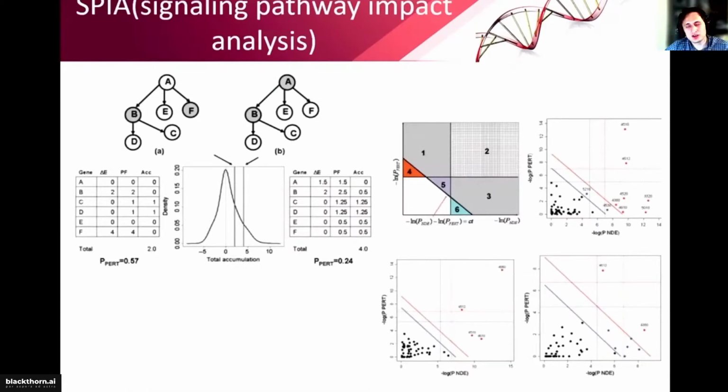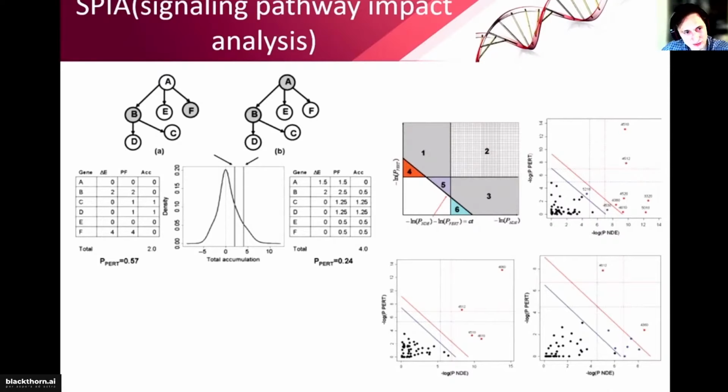Another tool which performed quite well was SPIA, signaling pathway impact analysis. And why does this tool matter? Because it preserves connections and directions between genes. Even sometimes when you have small effects in your genes, it could lead to a drastic, or at least significant, perturbation of the pathway.